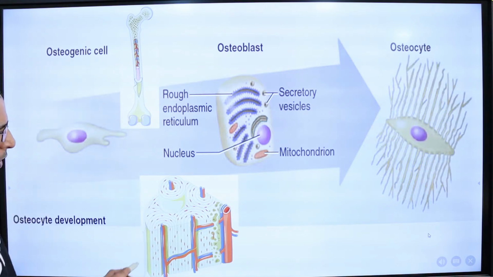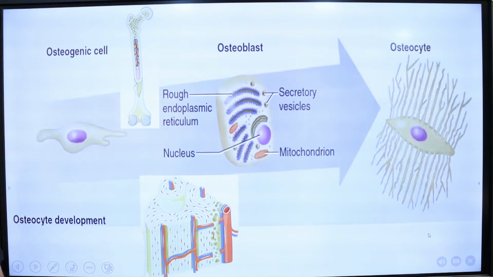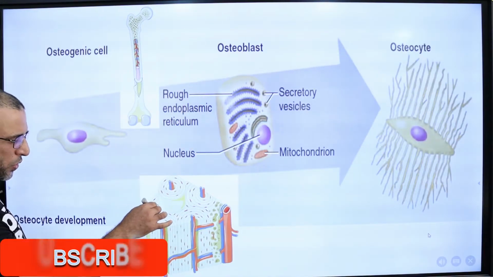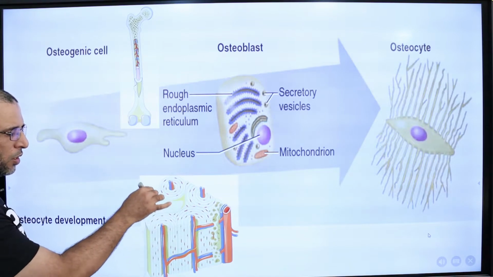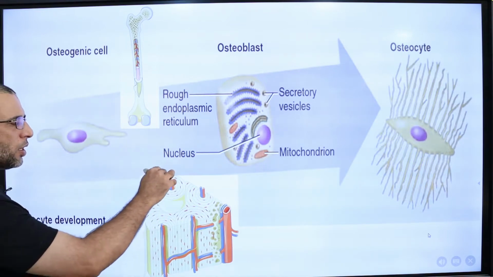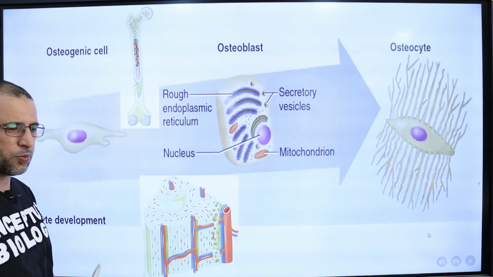Osteogenic cells are also present in the central canal of osteon. What is an osteon? It is the basic unit of compact bone. Each osteon has a central canal, and this central canal has blood vessel, lymph vessel, and nerves. The inner lining of the central canal has osteogenic cells, which are stem cells.